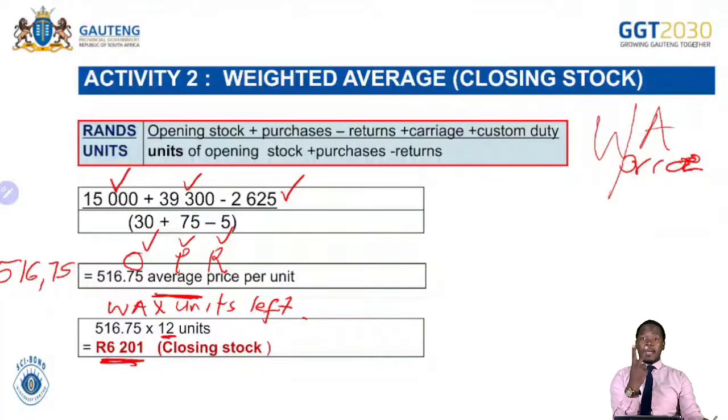Grade 12, we have prepared you in two things. We have prepared you on how to calculate closing stock using FIFO, and we have also prepared you on how to calculate closing stock using the weighted average method. Right.